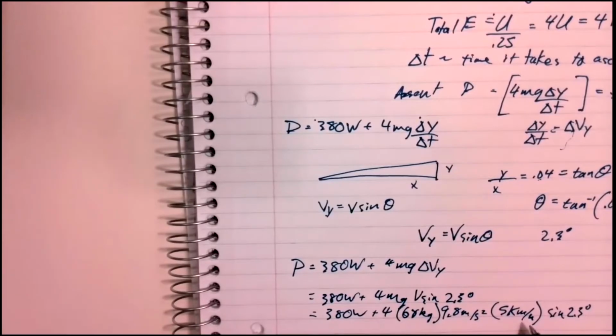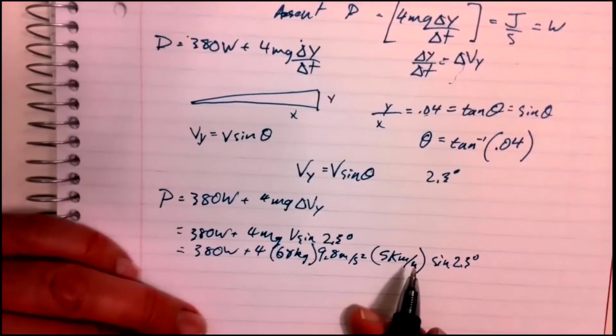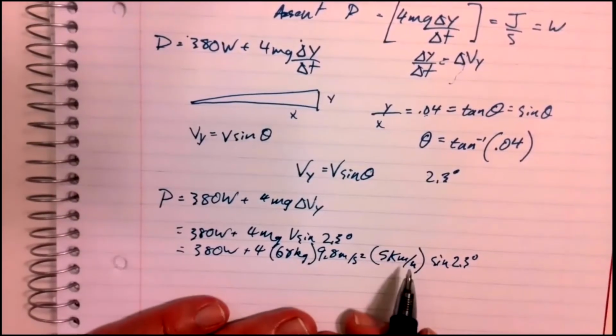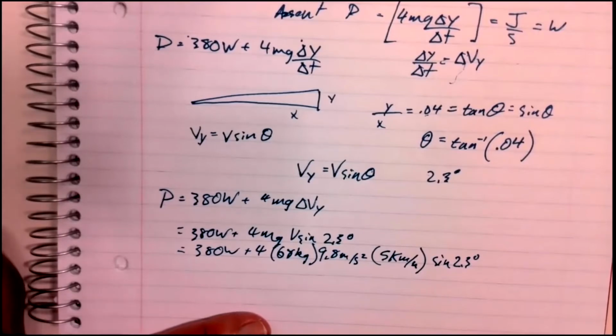But this is not in meters per second. So we're going to have to convert that to get the right number. We can't leave that in kilometers per hour. We have to convert it into meters per second. So we have to add the correct conversion units. We want to get seconds.